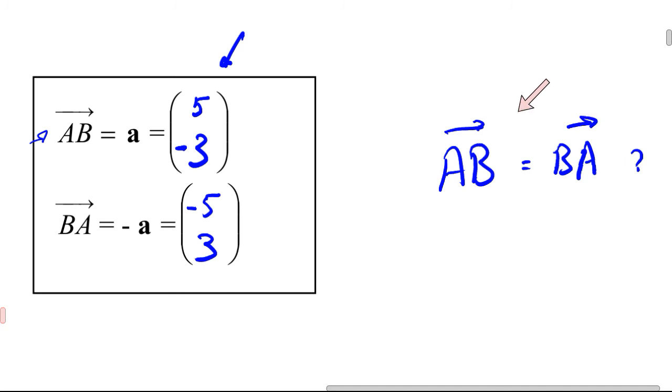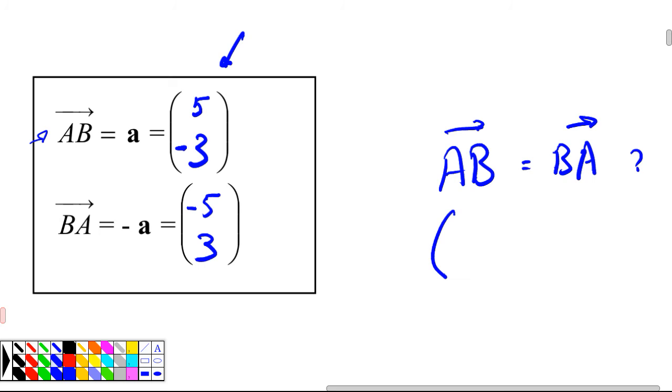Okay, if I don't know, I try and look at the numbers. Can you write down the numbers? This is 5, negative 3. This one is negative 5, 3. Are they equal? The numbers seem equal, but what happened to the sign? Different. What do you think I must do to make them equal? Times minus 1. Very good.